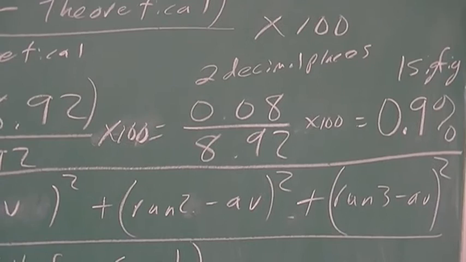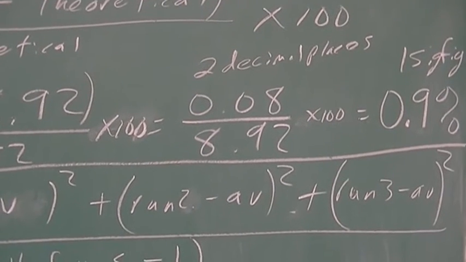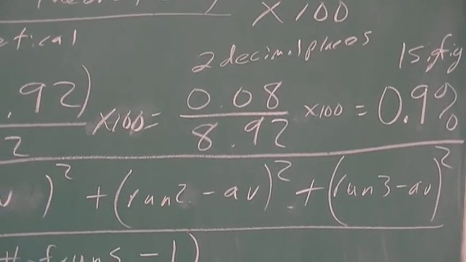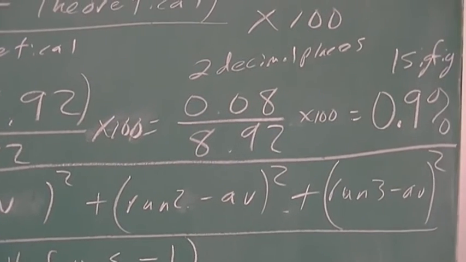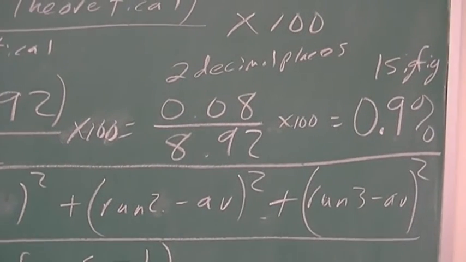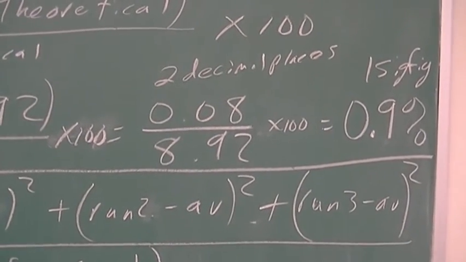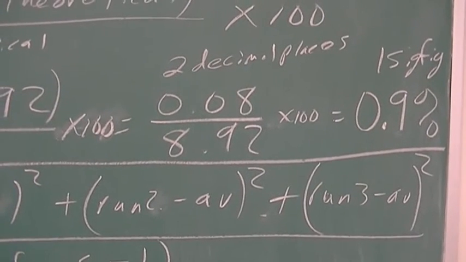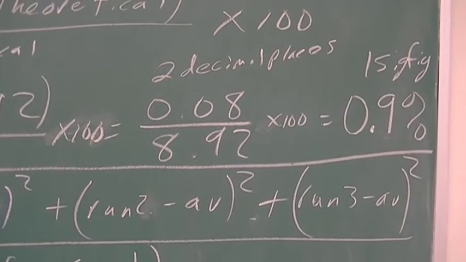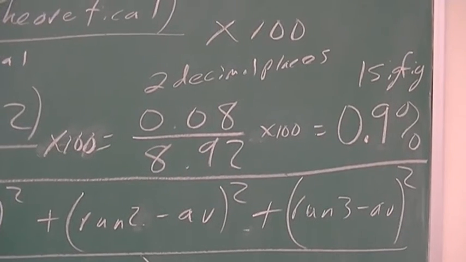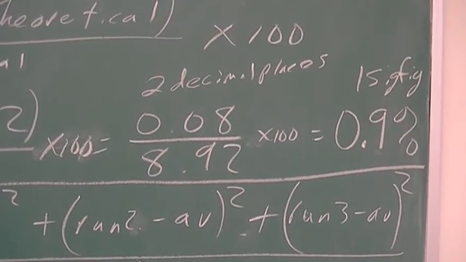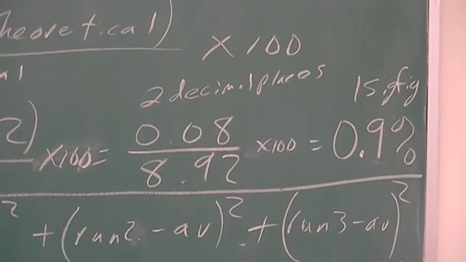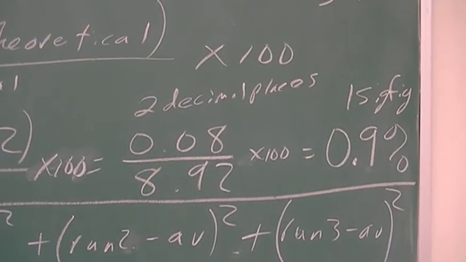So 0.08 only has one significant figure. The 8.92 has three significant figures. And so the times 100, the 100 is a perfect number. It will never determine the number of sig figs. Anytime you're doing a percent, the times 100 will never be the determination for sig figs. That is a perfect 100.